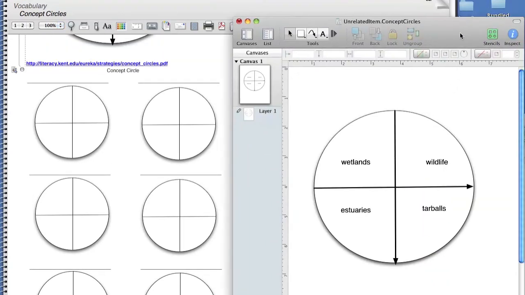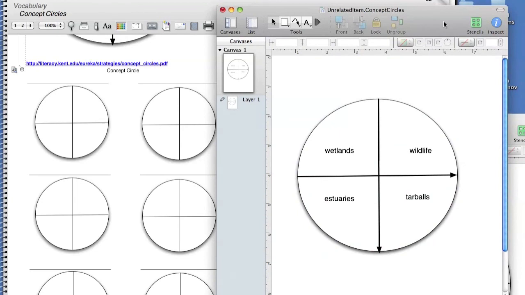All right, let's go and take a look at a couple of other ones. Here I've added in wetlands, wildlife, tar balls, and estuary. So exactly, how can we label this now? What would we call this grouping? And I'm going to go ahead and show the effects of the oil spill.